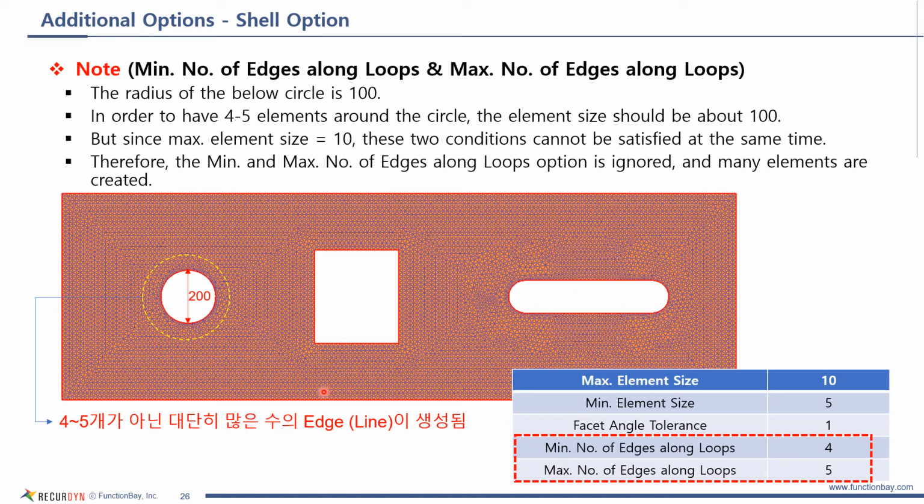If the user really wanted to create between 4 to 5 elements around the hole, then the size of the element would have to be about 100, because the diameter of this hole is 200. But since max element size is 10, the Mesher ignores the min and max number of edges along loops.